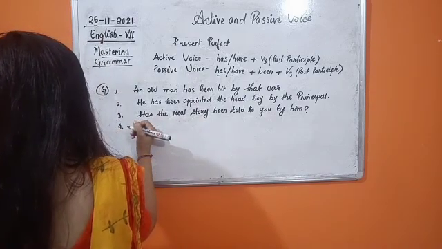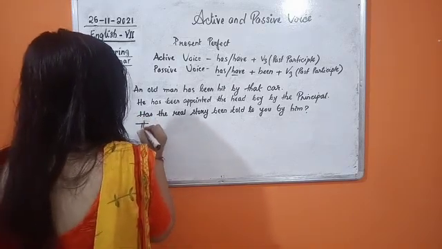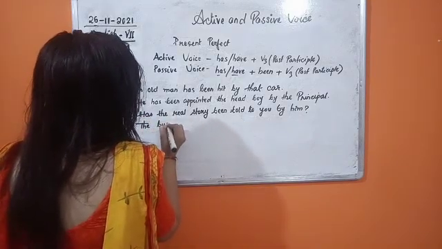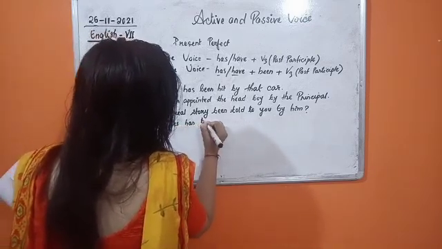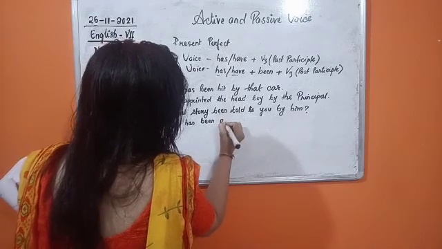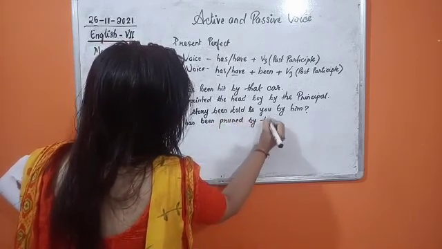Number 4. The gardener has pruned the bushes. Okay. The bushes has been pruned by the gardener.